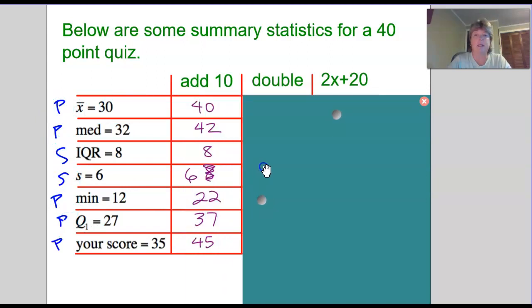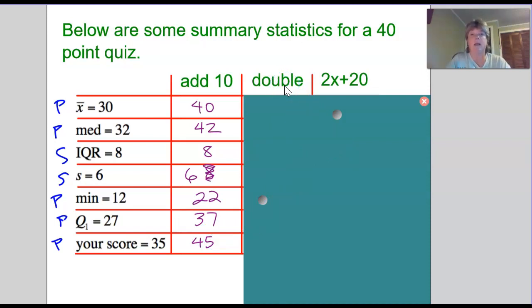So this is what we'll end up with if we took that same list of quiz scores and added 10 to everything in the list to get quiz scores out of 50 instead. These would be the new summary statistics. So right now, pause the video for a second. See if you can fill in the table for what would happen if we doubled every value and made the quiz out of 80 points.